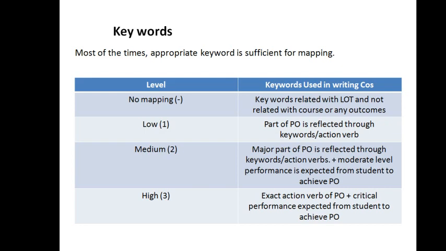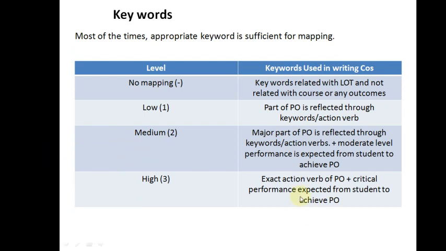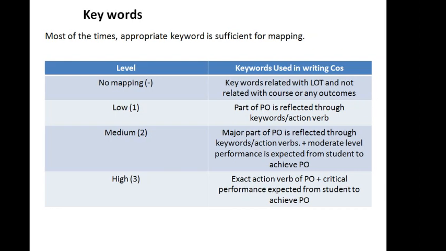And the next one, if part of the PO is reflected through that keyword or action verb, here the keyword and action verb will be there. Already explained what is meant by action verb and everything. If something is going to be reflected, then we have to give it as low. And next one, if a major part of the PO is reflected through that keyword or action verb, we have to give the medium level. And the next one, exact action verb means analyze that particular term, design that particular term. Here design and analyze are there in the program outcomes given by NBA. Clearly its exact meaning is there, analyze, so we have to give the high level. It means the exact action verb is there. So these are the criteria for the CO-PO mapping guidelines.